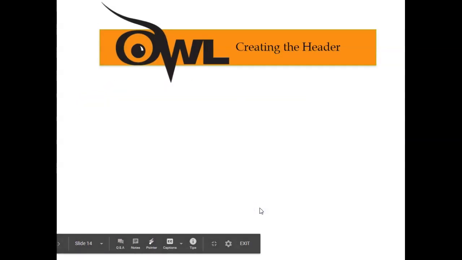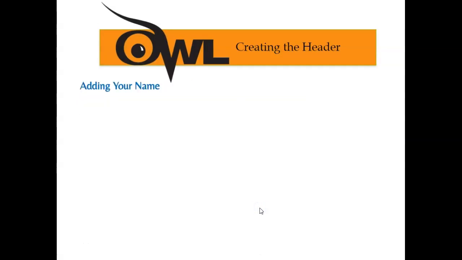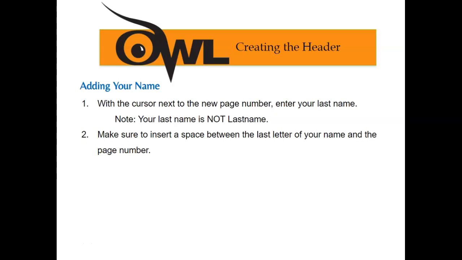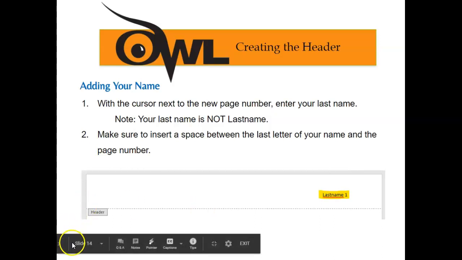To add your last name to the header, with the cursor just to the left of the page number, type your last name. Please note that your last name is not "last name" as shown here in my example. Every year, someone turns in a paper with "your name here" or "last name" at least once. That kid does not deserve a grade for your work. Make sure to insert a space between the last letter of your name and the page number.